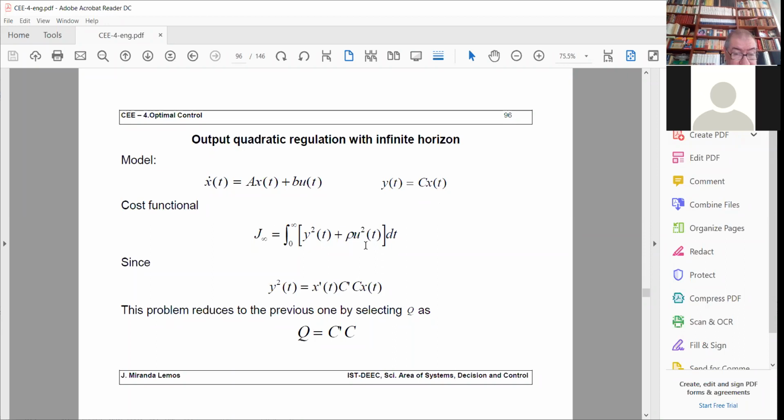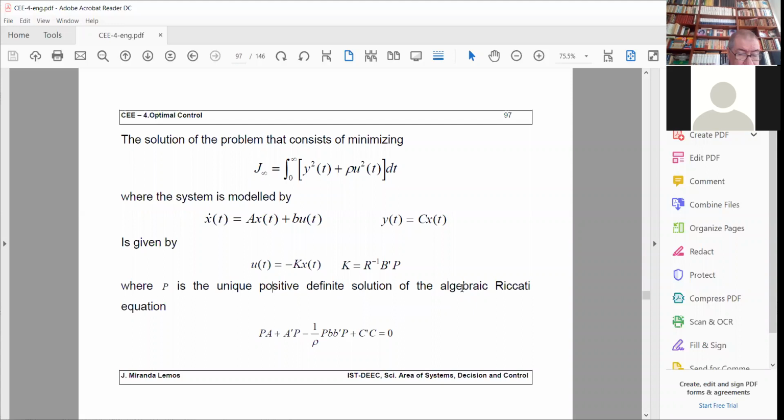So this is exactly the problem that we had before. Now, R is a scalar, I call it rho, and Q is now C transpose C. And in this case, we have a number of interesting properties. So you can immediately write the solution as a particular case of what we have deduced before for this value of Q. So the algebraic Riccati equation becomes this one that you see here, with Q replaced by C transpose C, and K is as before.